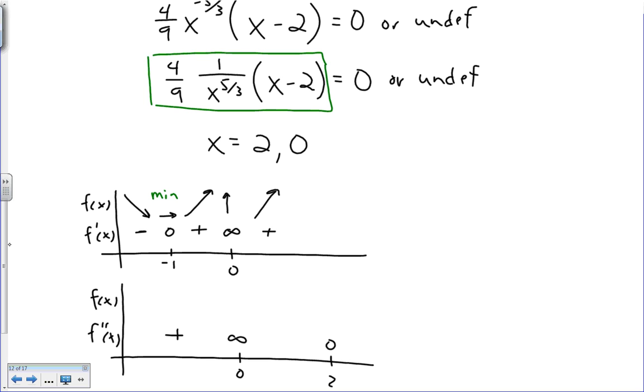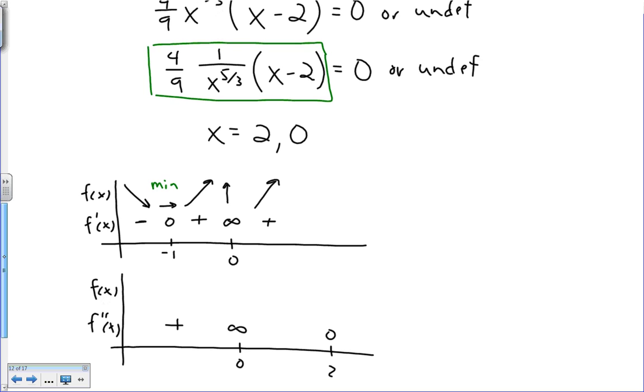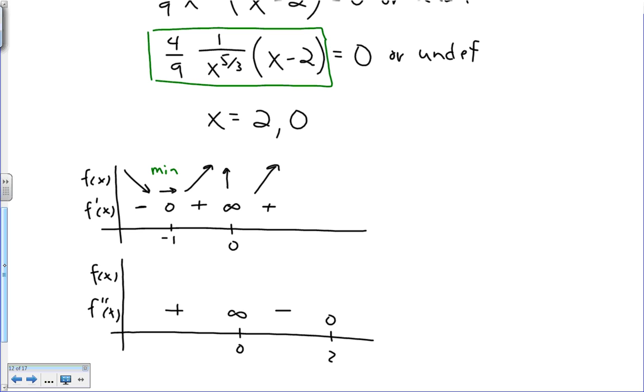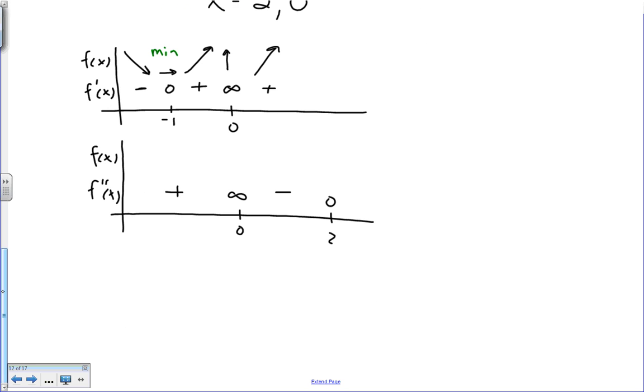The 1 over x to the 5/3, that would be positive. And then 1 minus 2, that's a negative number. So positive times a negative gives me a negative result. And the last one there, if I pick a number greater than 2 to plug in, for example, 3, 4/9 again is positive. 1 over x to the 5/3, again, that's going to be a positive result. It's going to keep the sign. And then 3 minus 2, that would be a positive result as well. So it's a product of 3 positive numbers here.